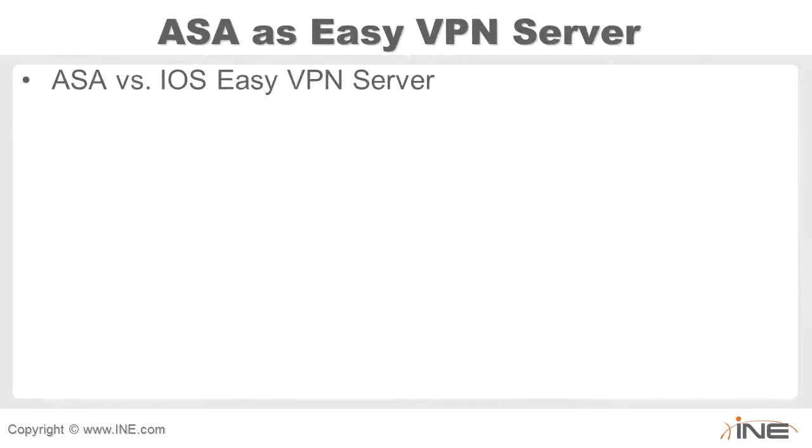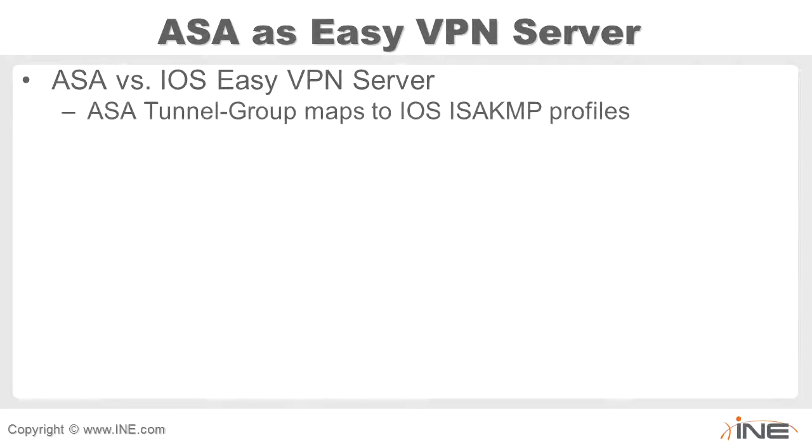Now, when we compare the two of them together, the ASA as the VPN server and iOS as the VPN server, the ASA tunnel group is what is going to be synonymous to the iOS ISAKMP profile. We previously saw that with the ISAKMP profile on iOS, we were able to offer different types of authentication, different types of access lists, or different types of address pools, depending on the particular group and username credentials that the individual VPN client is offering.